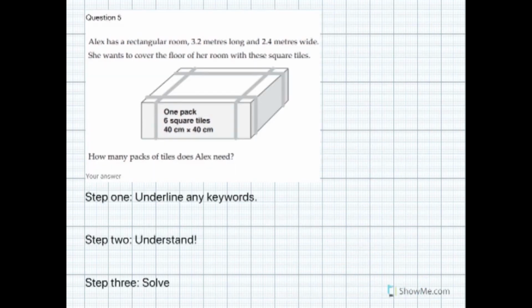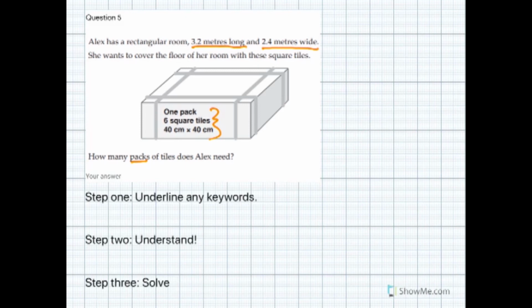Question 5. Alex has a rectangular room, 3.2 meters long and 2.4 meters wide. She wants to cover the floor of her room with these square tiles. 1 pack, 6 square tiles, 40 centimeters by 40 centimeters. How many packs of tiles does Alex need? Step 1 is to underline any keywords. 3.2 meters long and 2.4 meters wide are important because they are the dimensions of her room. The information on the pack is also important, and the word packs is important because that's what we are required to find when answering the question.